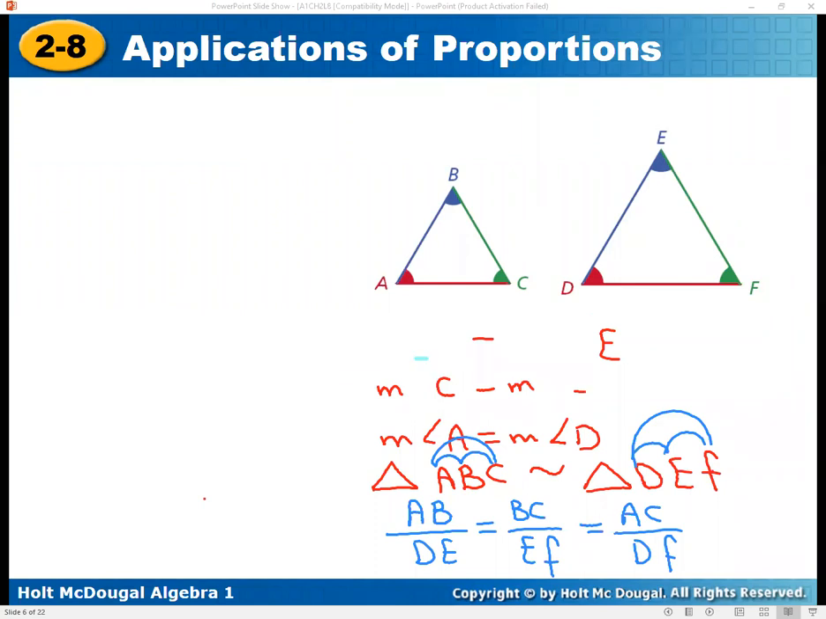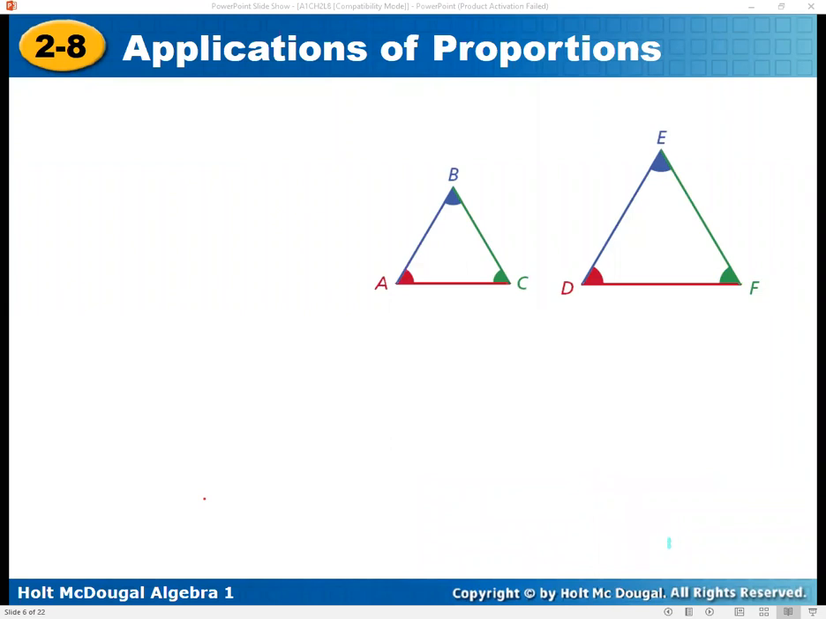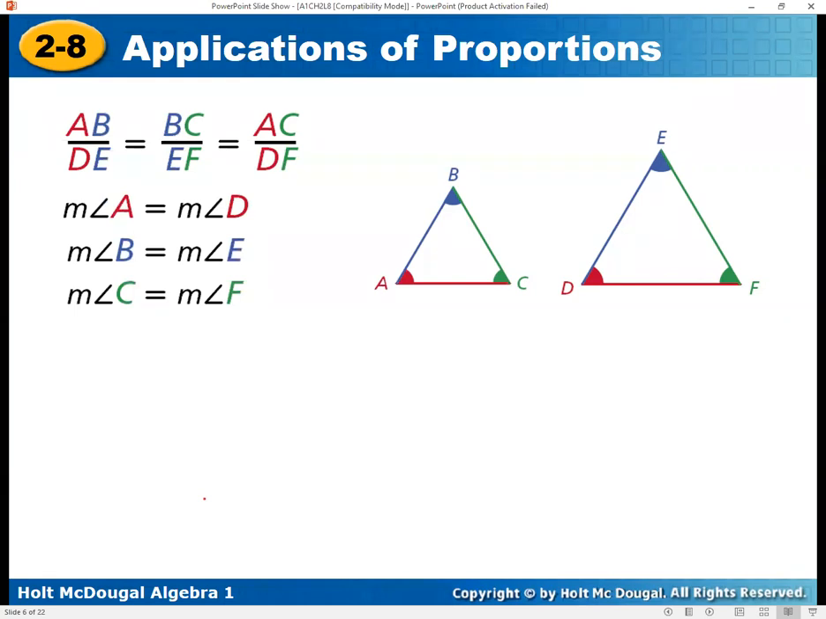Then we will check now, and we will take an example of how we will use similar triangles to solve questions. Let me only erase this. Then, as I said, AB over DE equals BC over EF equals AC over DF. Measure of angle A equals measure of angle D. Measure of angle B equals measure of angle E. Measure of angle C equals measure of angle F.